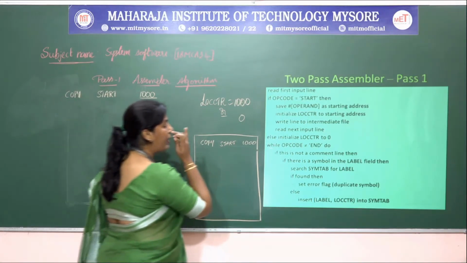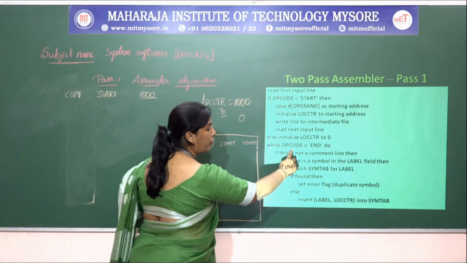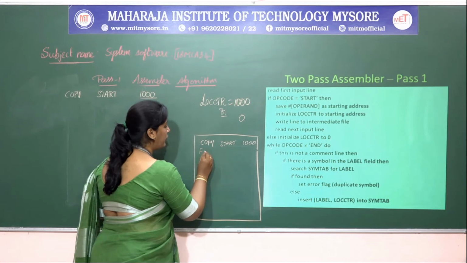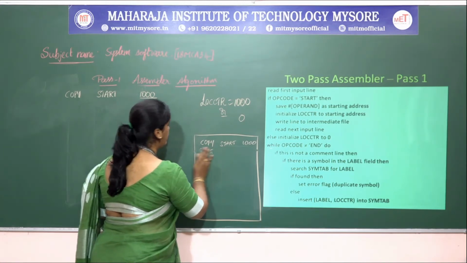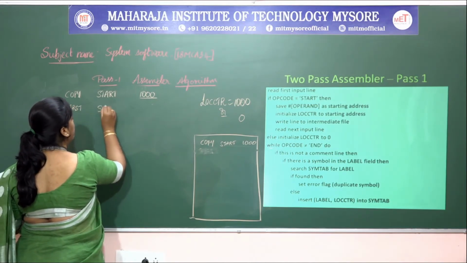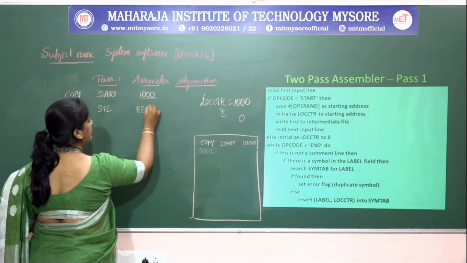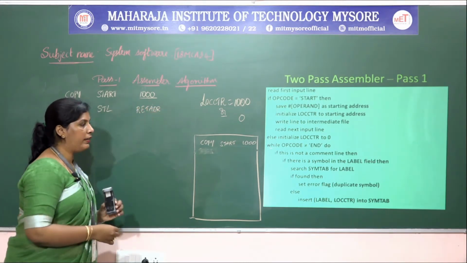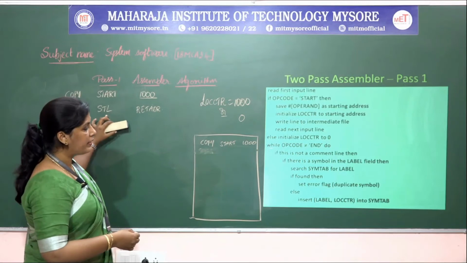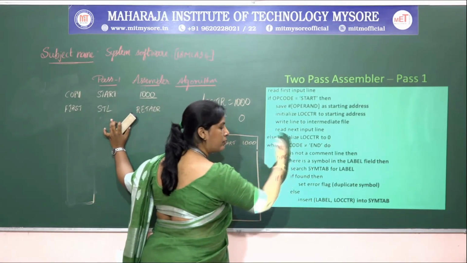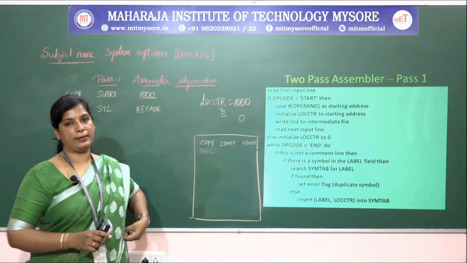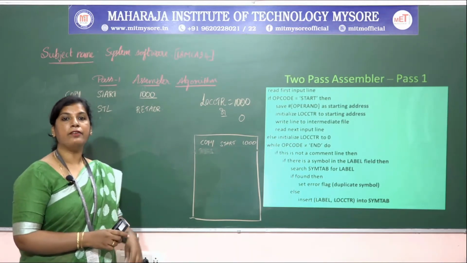While the opcode is not equal to END, what is the next statement? The next instruction, in the label field, is first, STL RETADR. This is the second instruction. Then it checks whether the opcode is equal to END. No. What is the opcode? STL. Then, if this is not a comment line, so leave it. No, it is not a comment line. A comment line in assembly language starts with a dot.